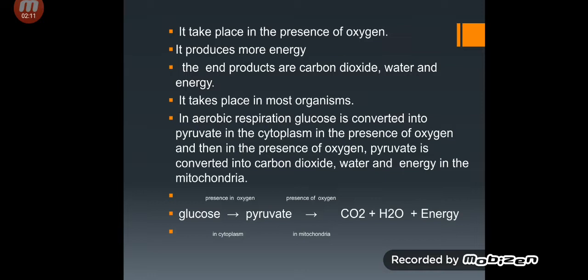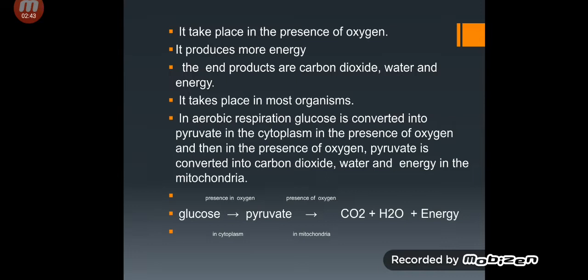It produces more energy. The end products are carbon dioxide, water, and energy. It takes place in most organisms. In aerobic respiration, glucose is converted into pyruvate. The point to remember, students, is that glucose is a 6-membered carbon chain, okay, and pyruvate is a 3-membered carbon chain.